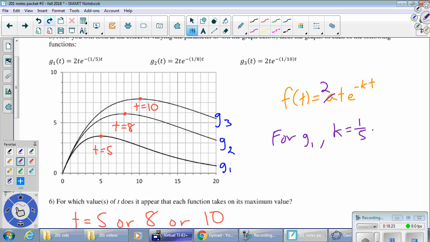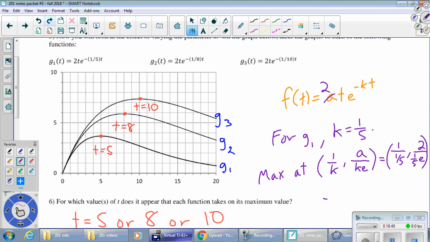But in the work that we just did at the bottom of this page, we discovered that the maximum is at 1 over k, comma, a over ke. In this case, how much is 1 over k? Well, if k is 1/5, then it's 1 over 1/5, comma, and then a, we said was 2 for all of these functions, and then the k, again, is 1/5, and then there's an e. So what are we supposed to do with that? Well, let's clean it up a little bit. 1 over 1/5 is just 5. Hey, that's promising. And then this 1/5 on the bottom moves up, so it's really a 10 over e.